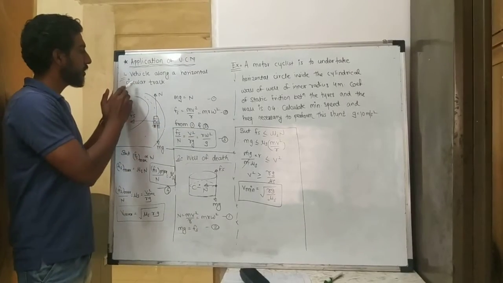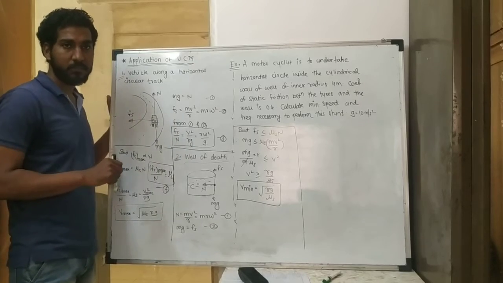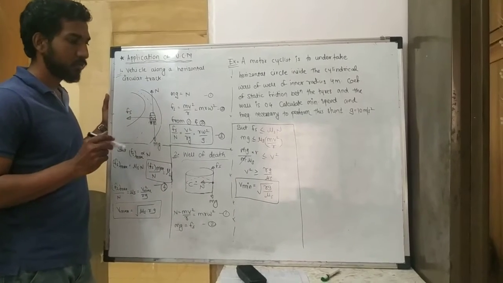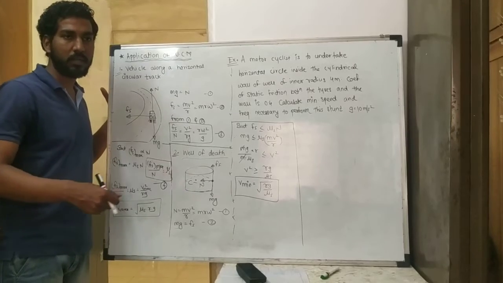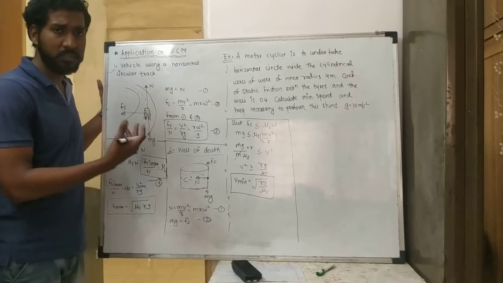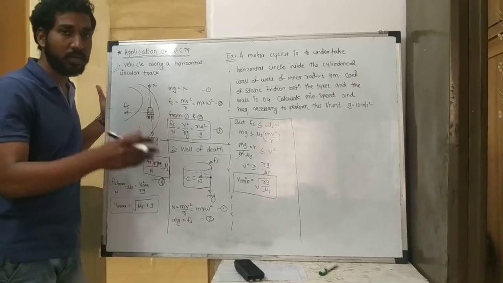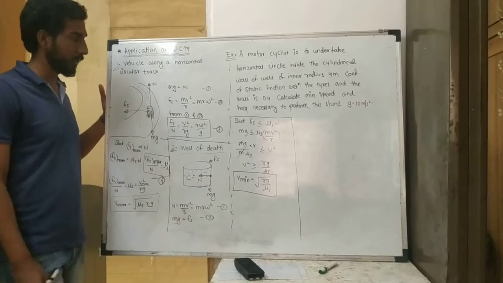So the first application is a vehicle along a horizontal circular track. Suppose a car is there. The car is moving on a circular track. So whatever forces act over there, we will check, in theoretical as well as practical, or we can say derivative, terms.